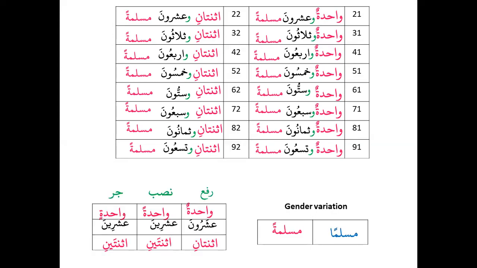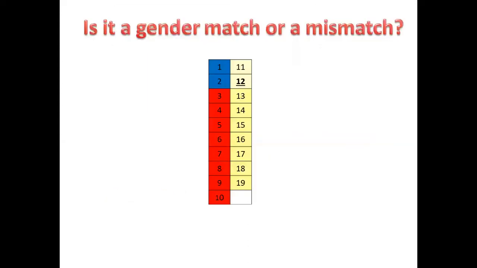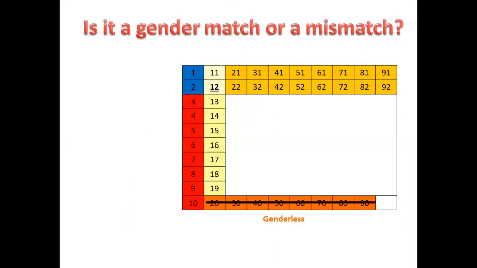All right? And you have wahidun, wahidan, wahidatun, wahidatan, wahidatin. It can come in all 3 status according to whatever role they are playing. Okay, let's look at this. So is it a gender match or mismatch? 1, 2. Quickie. This should be on your fingertips now. Match. 3 to 10. Mismatch. 11 to 12. Match. 13 to 19. Mismatch.